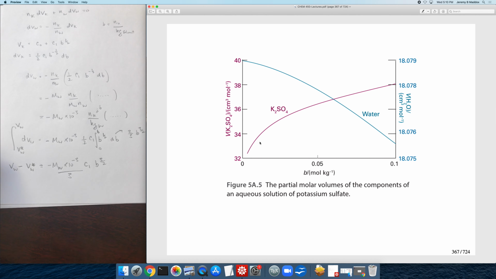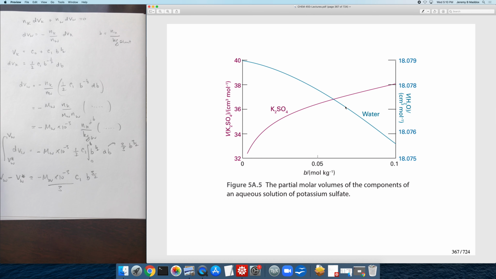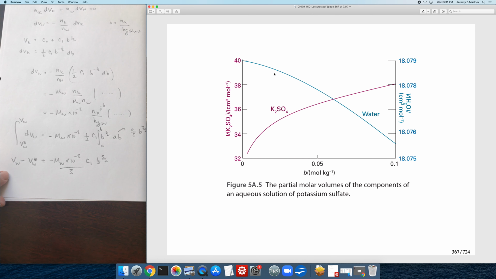And in the graphic, here's a plot. This function right here, the red curve, that is this VK. So that's the partial molar volume of the solute. And then the function that we found, VW, is that function right there. And we see that as the partial molar volume of the potassium sulfate goes up, the partial molar volume of the water goes down.